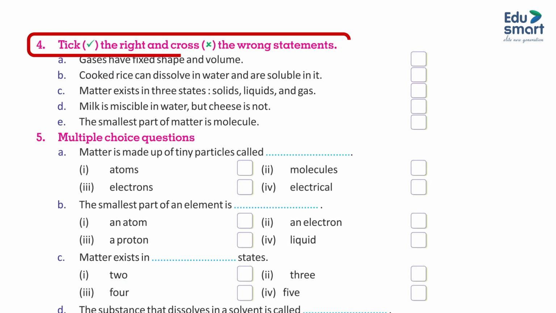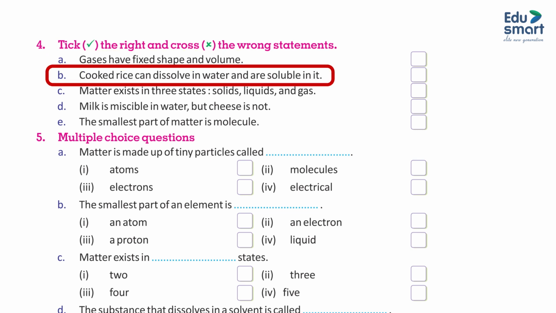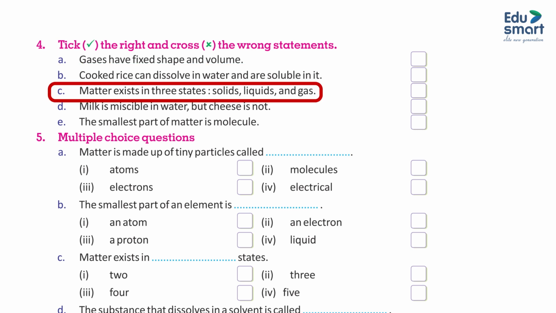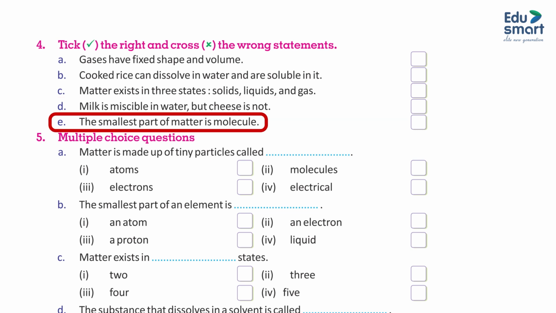4. Tick the right and cross the wrong statements. A. Gases have fixed shape and volume. B. Cooked rice can dissolve in water and is soluble in it. C. Matter exists in 3 states: solid, liquid, and gas. D. Milk is miscible in water but cheese is not. E. The smallest part of matter is molecule.